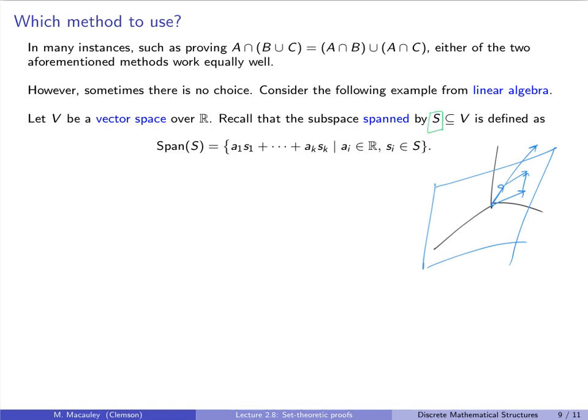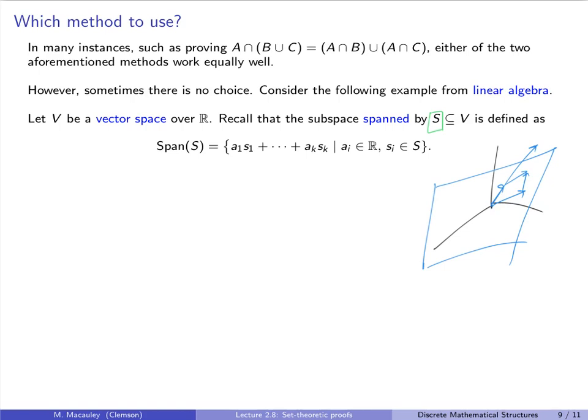S could be finite or it could be infinite. But the subspace spanned by it, span just means generated, is literally the set of all vectors that can be written in this form. We say this is a linear combination, a1 s1 plus dot dot dot a_k s_k, where the a_i are the scalars, they are in R, and the s_i are the vectors.